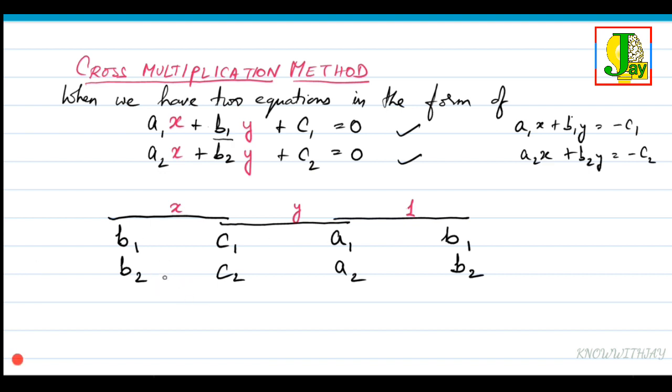What you are going to do is cross multiply the coefficients, like b1 into c1, then b2 into c1, c1 into a2, c2 into a1, a1 into b2, a2 into b1. So you're going to cross multiply the coefficients in that manner.